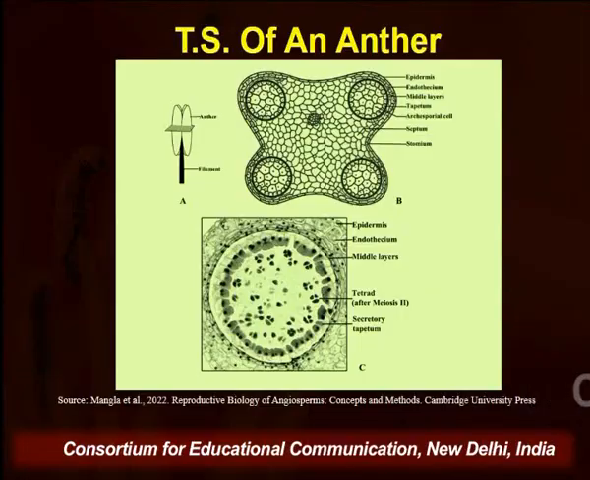Now, in the C part of this figure, you can see that there is epidermis towards the outside, that is the outermost wall layer is epidermis. Inner to epidermis is a single row of cells which are elongated. It is the endothecium. It is followed by 2 to 3 middle layers, and the innermost wall layer is tapetum. Now, all these are the wall layers of the anther.